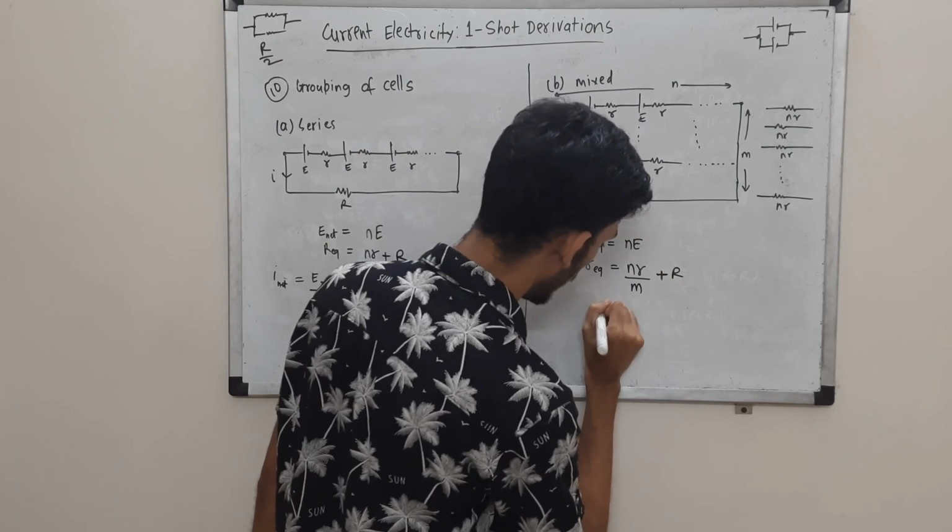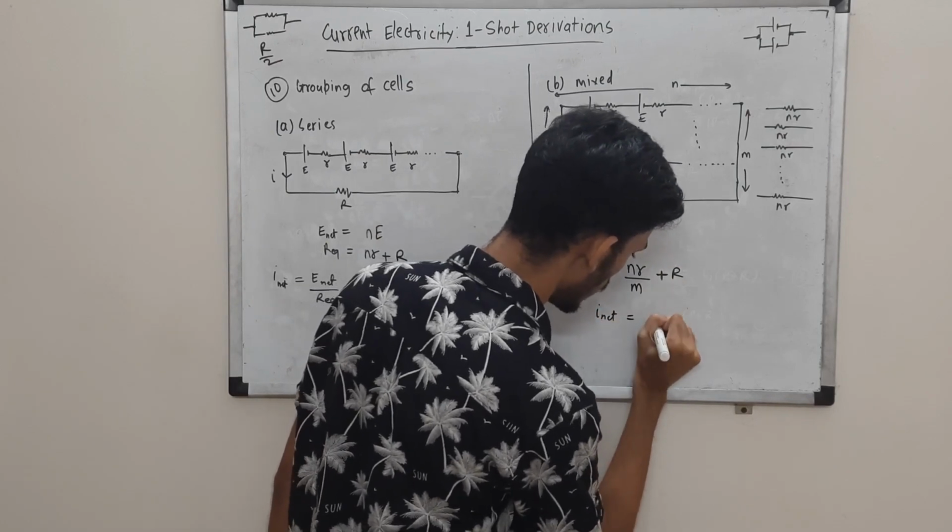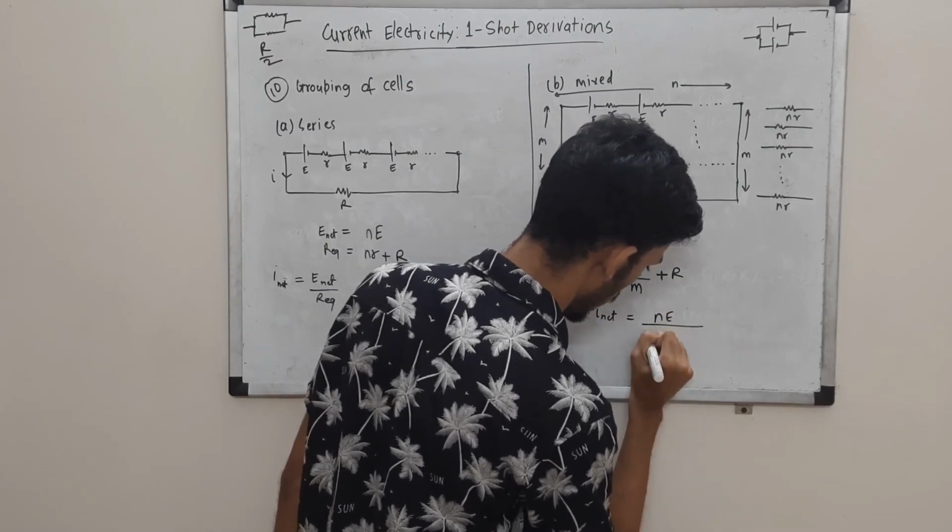So I net will become nE by (nR by m plus R).